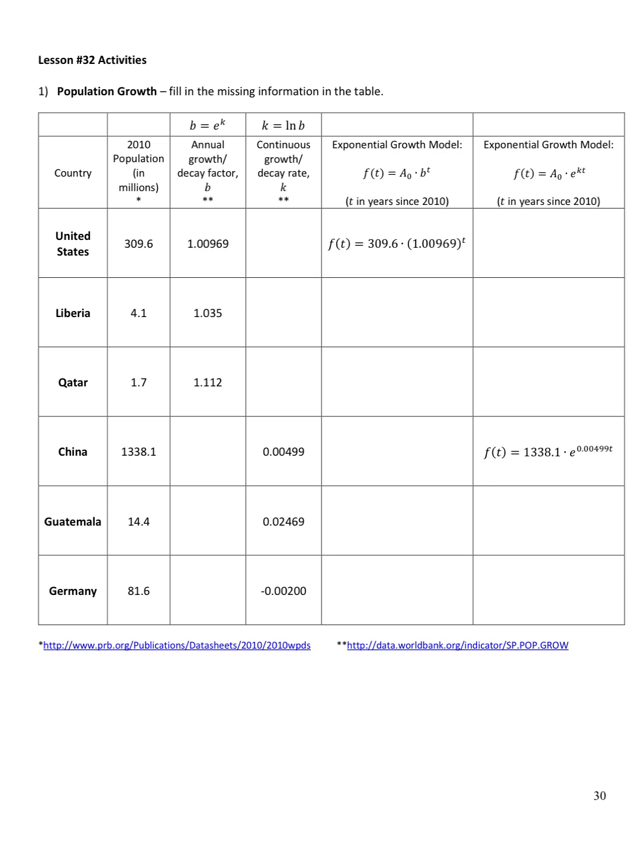These are the activities for College Algebra Lesson 32. Number 1, we're going to start with this chart that measures population growth for several different countries, and we want to fill in all the missing information.